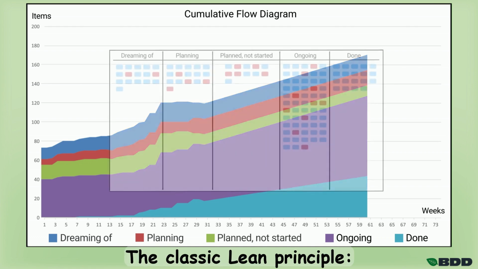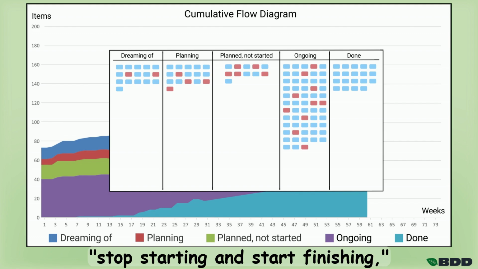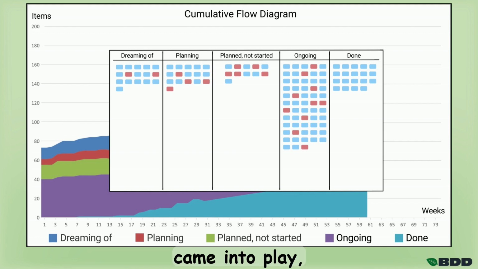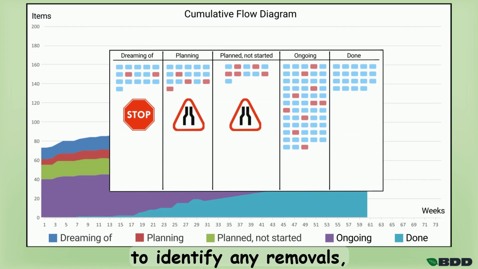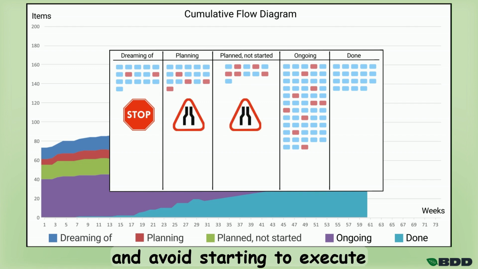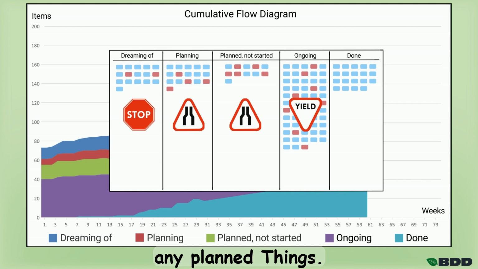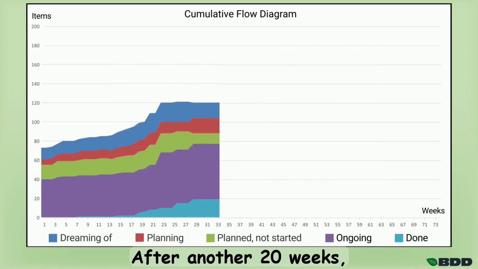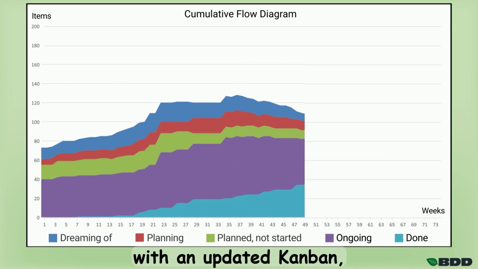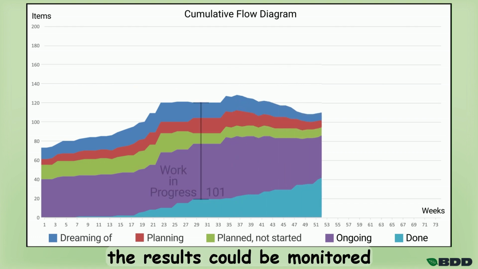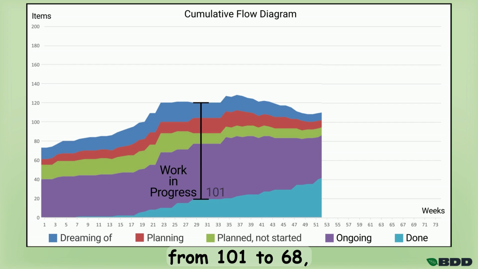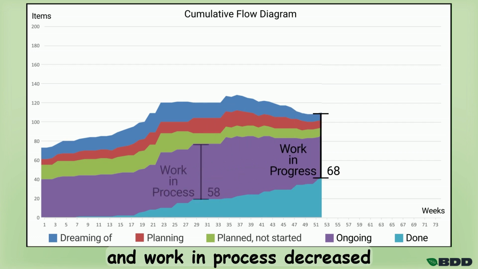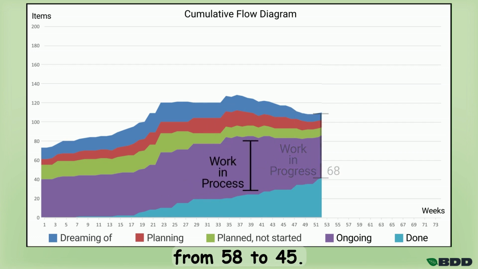The classic lean principle, stop starting and start finishing, came into play, and the product manager decided to say no to any new requests, review the current priorities to identify any removals, and avoid starting to execute any planned things. After another 20 weeks, with an updated Kanban, the results could be monitored in the CFD, where work in progress decreased from 101 to 68, and work in process decreased from 58 to 45.